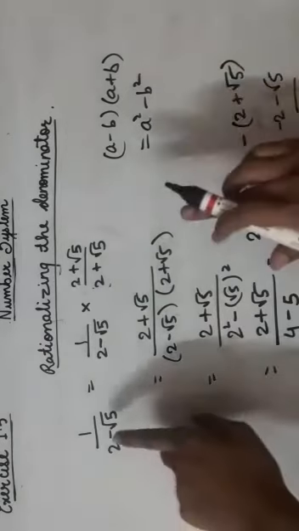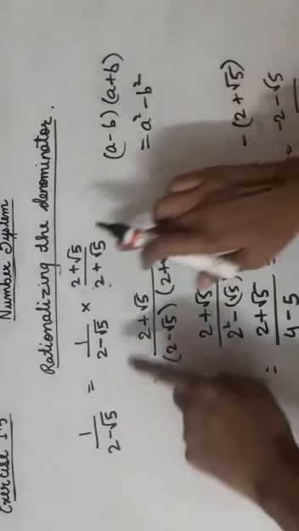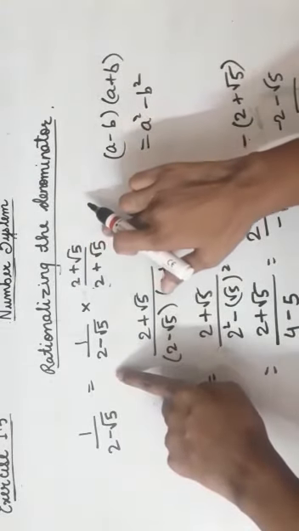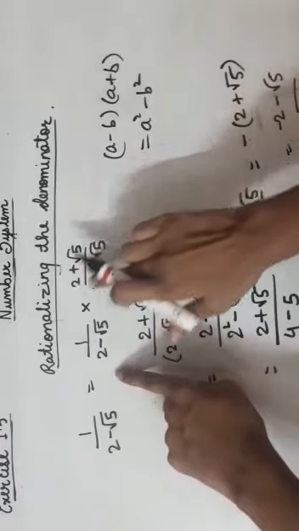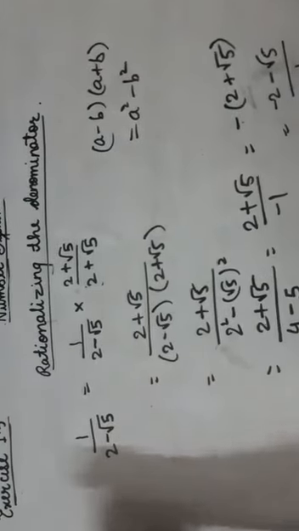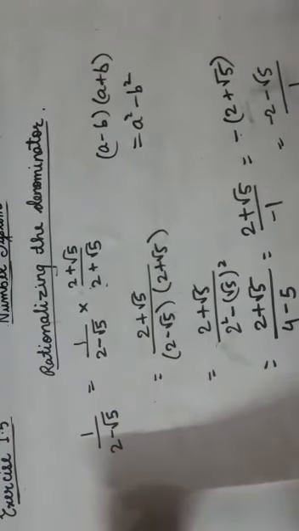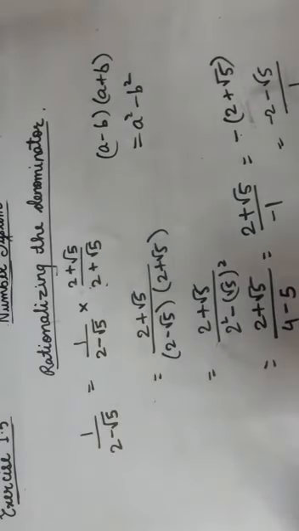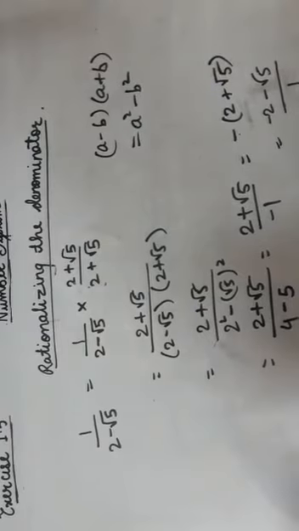So remember, whatever is there in the denominator, multiply and divide with the same number but inverted sign for rationalizing the denominator. Now in your answer, the denominator is nothing, which means 1. 1 is a rational number, so you have rationalized the denominator. Clear? Now let us go to the exercise and see some more examples of this type.